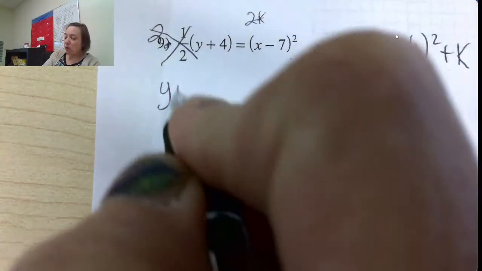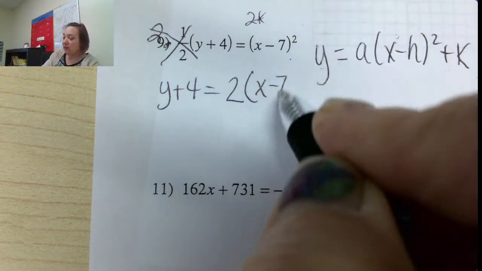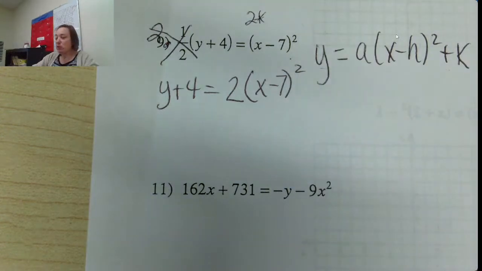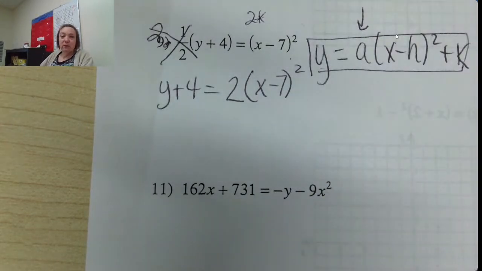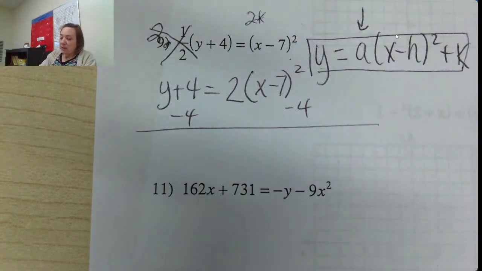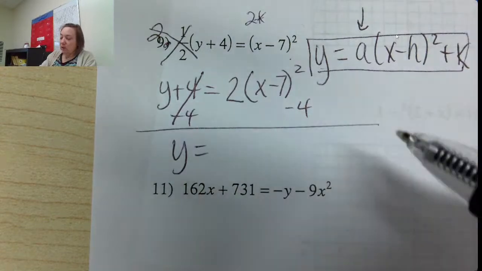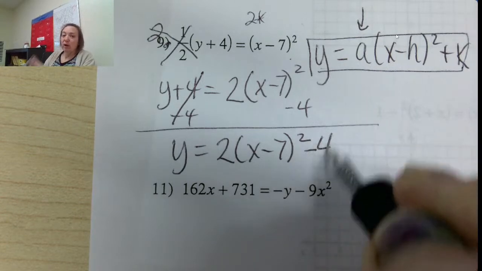So on this side, my 1/2 and my 2 are gone, and I have y plus 4. On this side, I'm going to write that 2 outside the parentheses, but I'm not going to actually multiply it out, because remember, we actually want it, right? This is our goal, is to make it look like this, and we're a step closer. So what would our next step be? Subtract the 4. So over here, we're going to subtract the 4, right? So now we have y equals 2 times x minus 7 squared minus 4. And we're done.